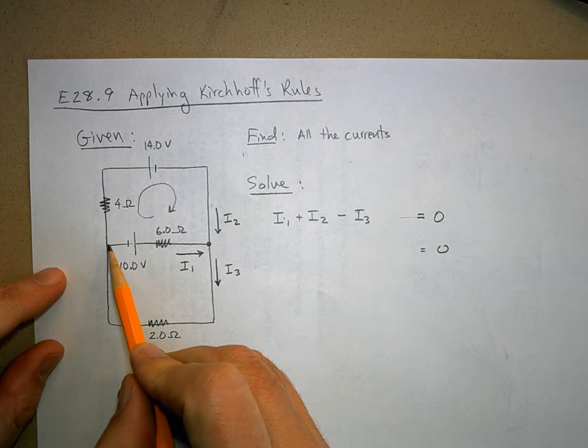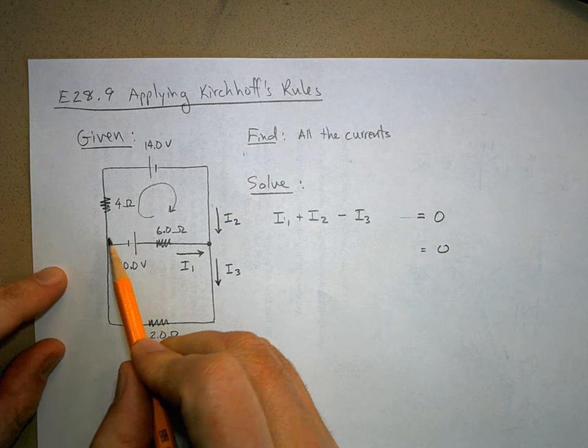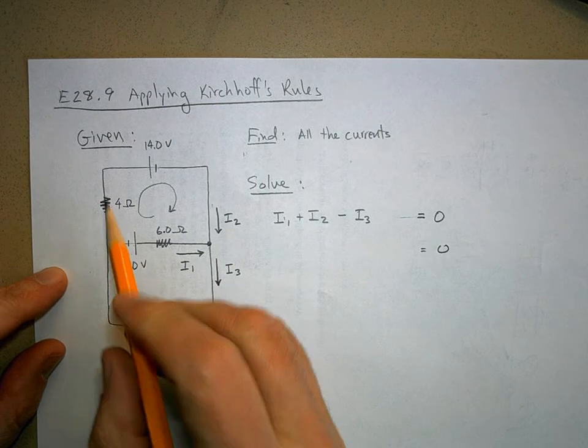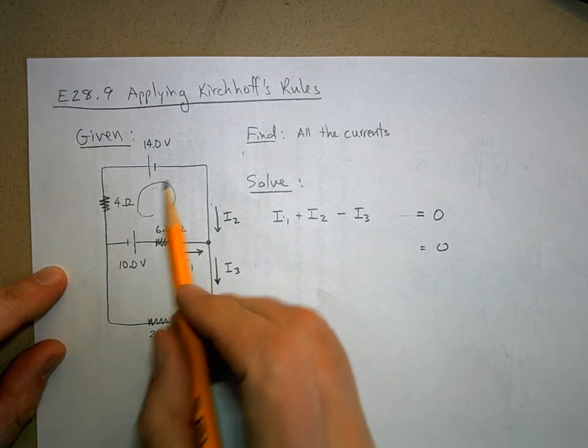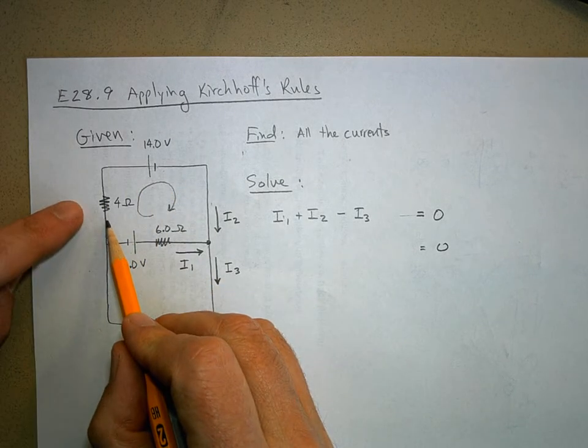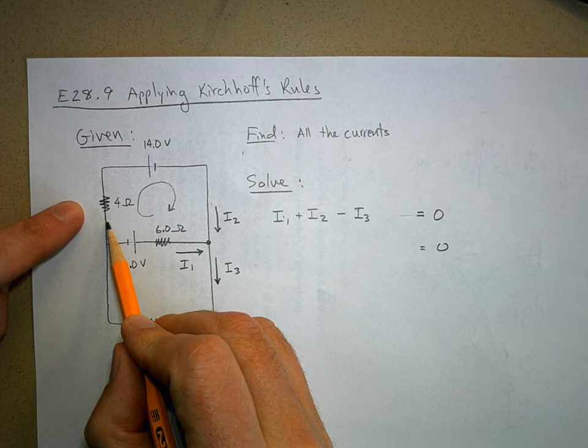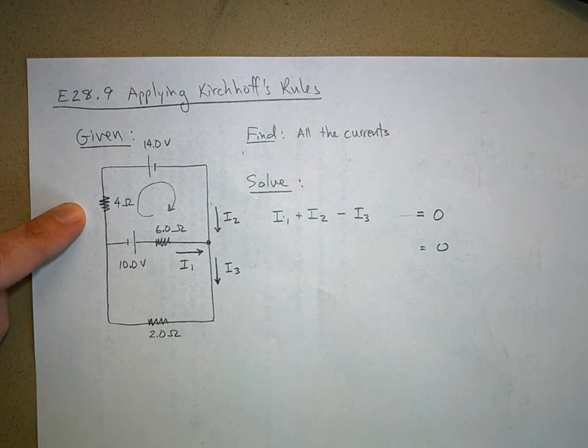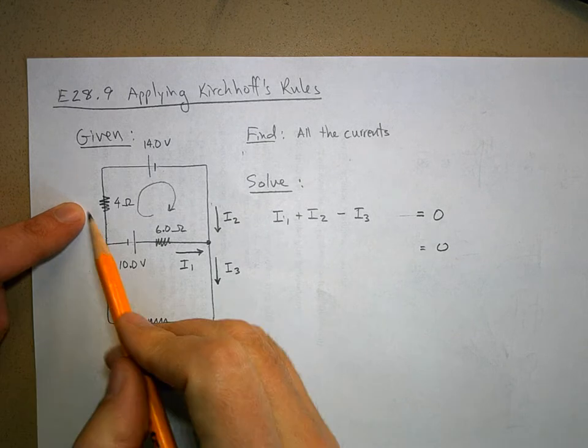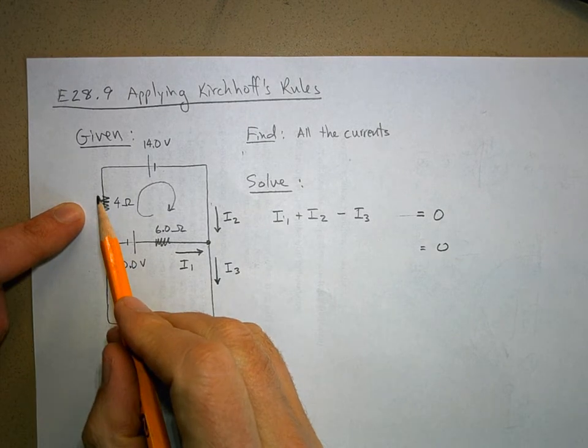So let's start here, and we're going to walk along here. We're going to do this top loop. And then I get to this resistor. Now, with resistors, you have to think about what direction the current is flowing. Am I going with the current, or am I going against the current?